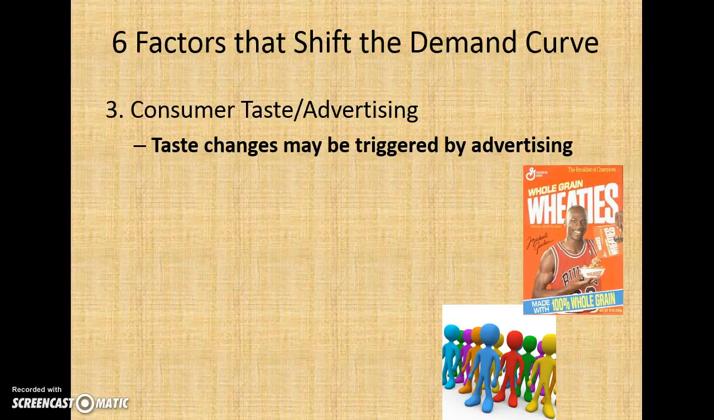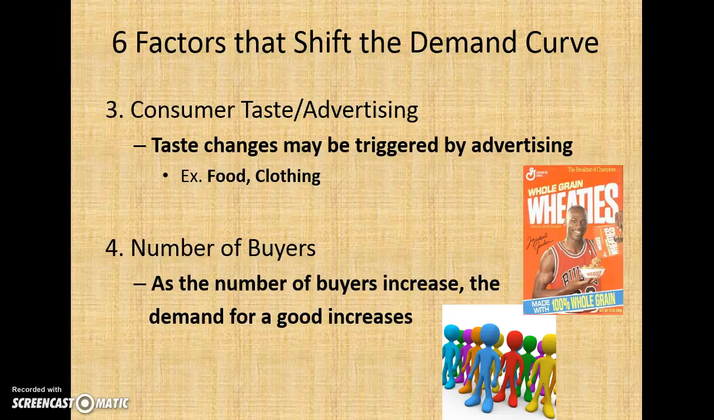Factor 3 is consumer taste and advertising. This is just advertising. You figure out what's cool and what you like, and then celebrities sell those things to you, or whatever the fashion trend is at the moment. Those things can trigger an increase or a decrease in demand of certain items.